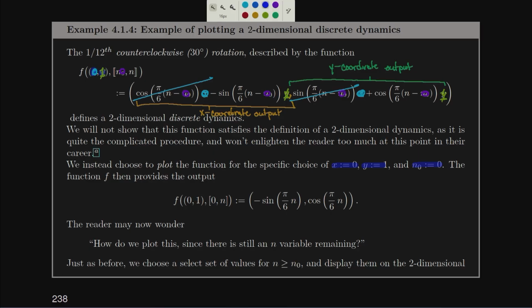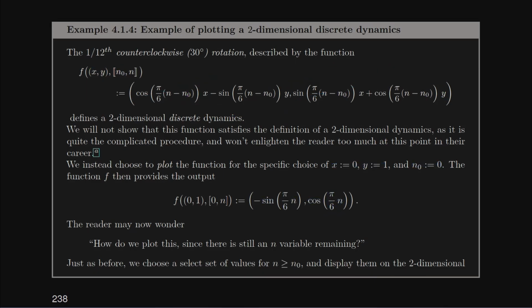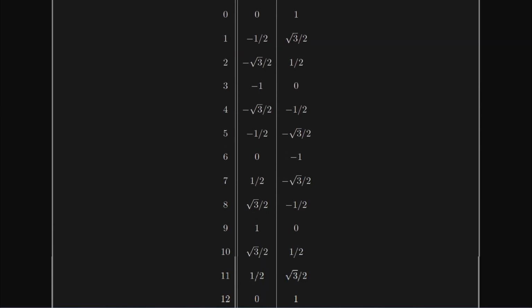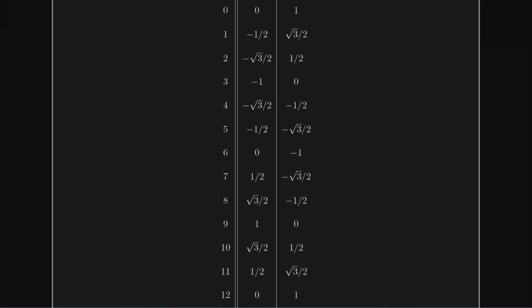And what we end up with is just negative sine of pi over 6 n and cosine of pi over 6 n. And so we're going to end up plotting this collection of an x, y point for specific values of n. In our case, those values I'm going to choose are precisely 1 through 12, which makes sense because after 12 rotations of 1/12, I should end up back where I start. So let's just see where all of these terms come from.